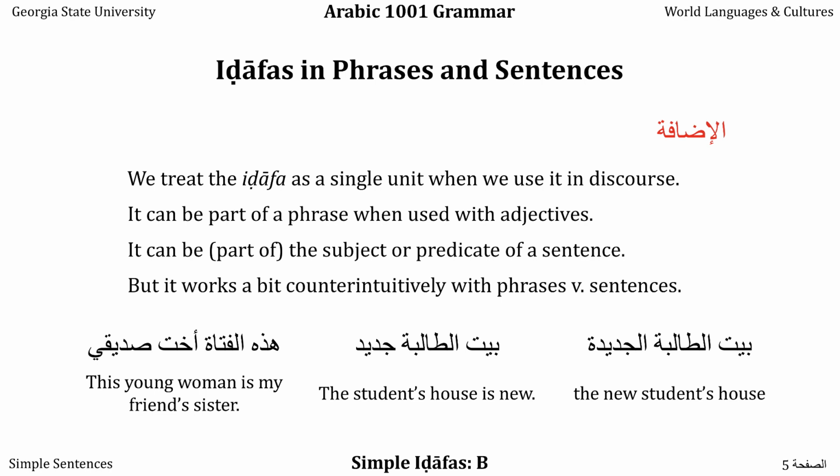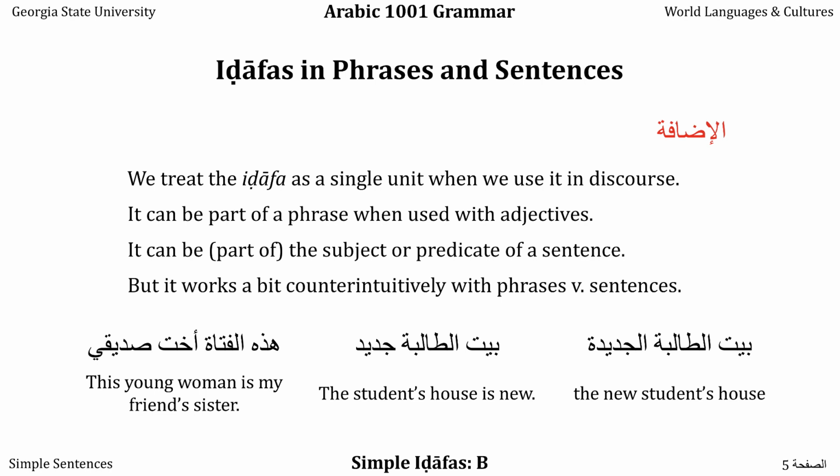We can say, بيت الطالبة الجديدة. All three of these words are definite, and therefore this is a phrase, the new student's house. It is the student that is new here, not the house. However, if we make jadid indefinite, we create a sentence, Beit at-Taliba jadid, and therefore, because it's a sentence, jadid modifies the house, not the student. The student's house is new. This takes a lot of practice to get used to.